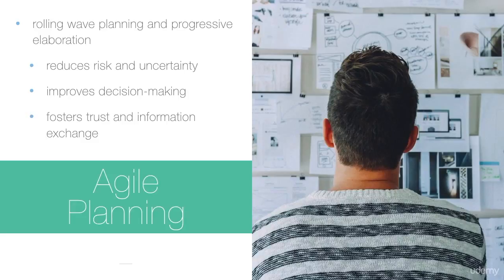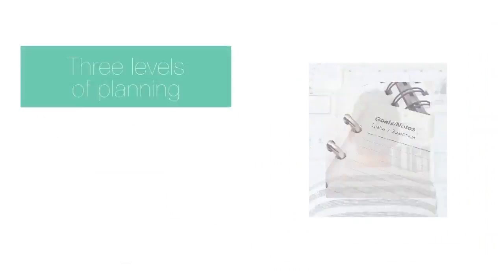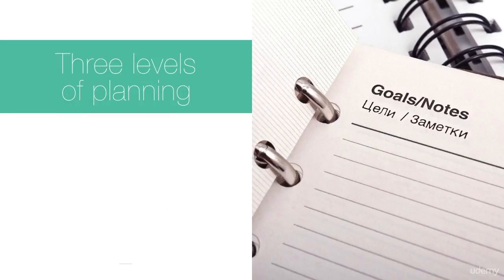Agile teams focus on three levels of planning. During release planning, the customer and developers collaborate to provide high-level information on what user stories or features and how many iterations to include in a product release.